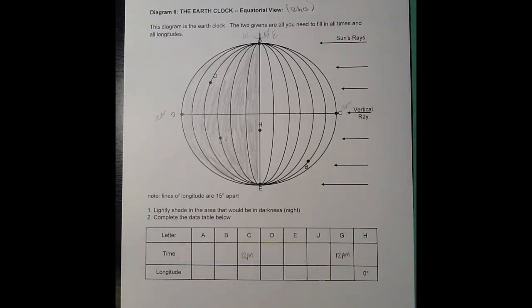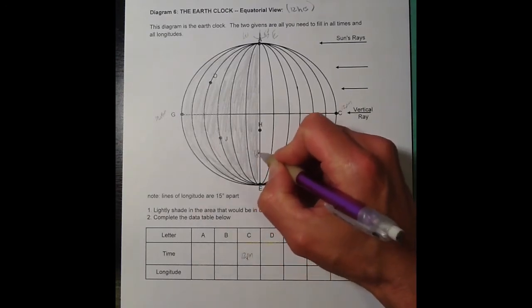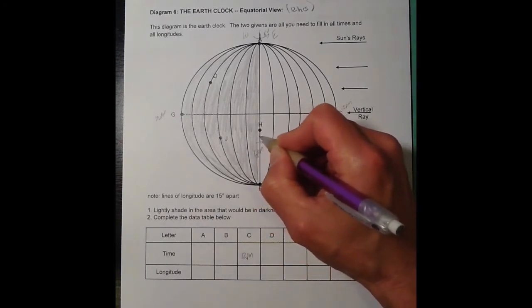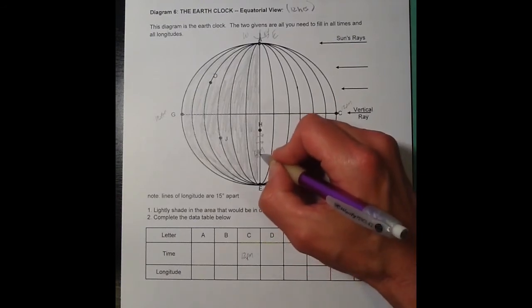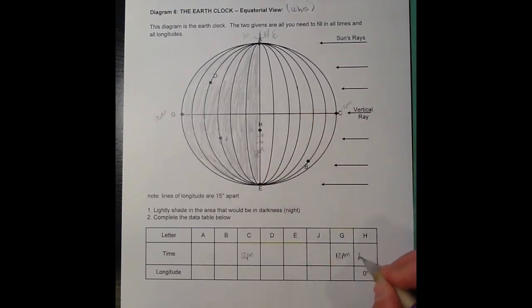Point H is on the terminator, and you're rotating into the light, which means point H has to be at 6 a.m., because I know that it's sliding from west to east, and point H would be going into the light. So I'm going to say that's an AM, not a PM there. Point H is at 6 a.m.